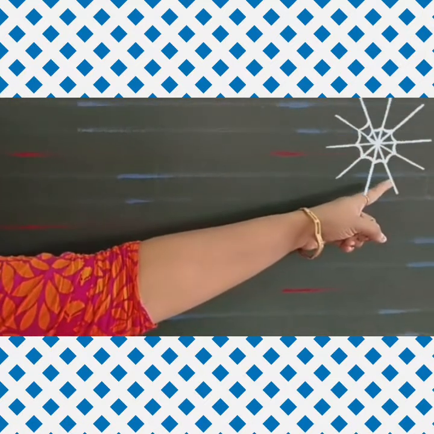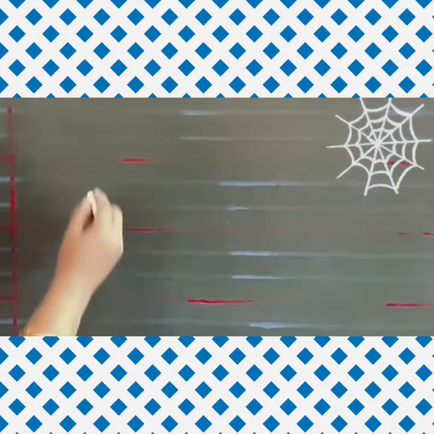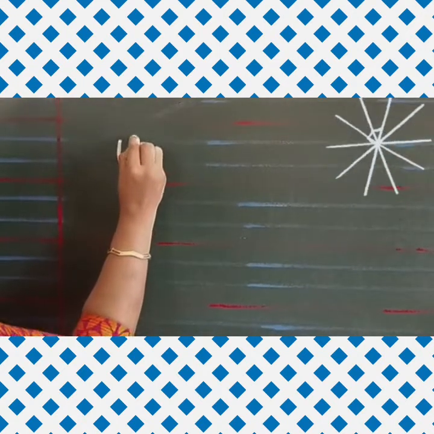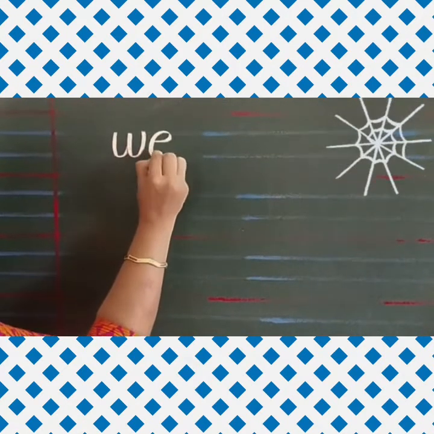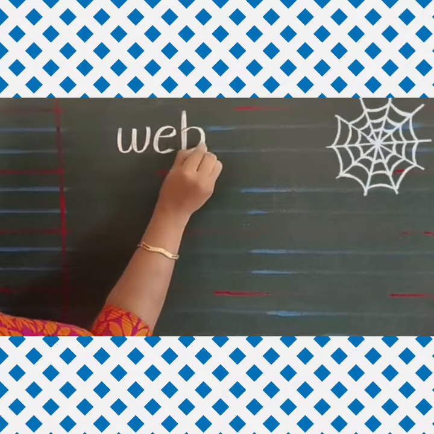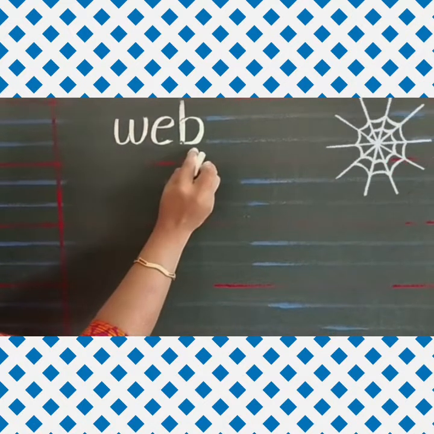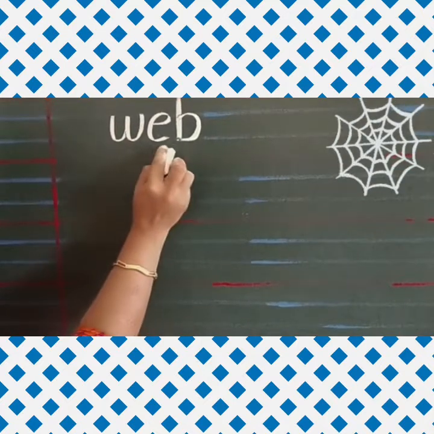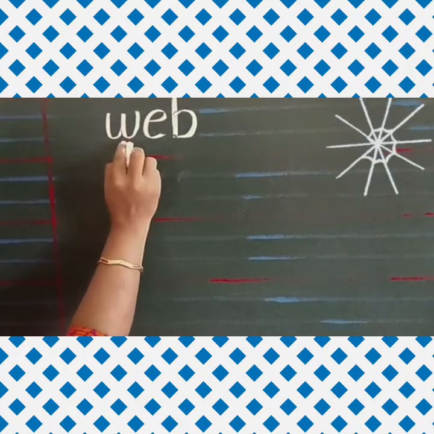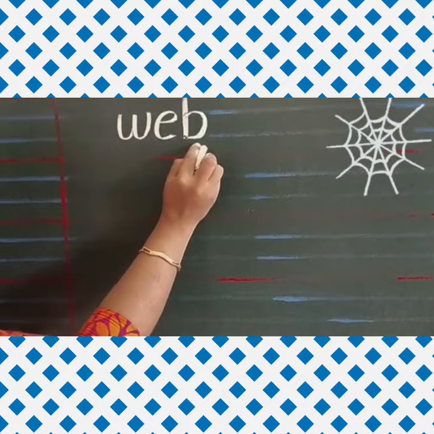The next word. Children, where does the spider live? Yes, in a web. Now, what is this? This is a web. What is the spelling of web? W E B, web. W says W, E says E, B says B. W E B, web.